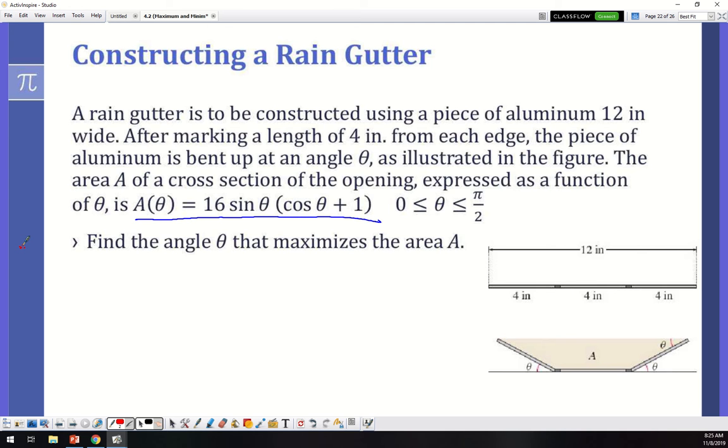So, the derivative of the inside is going to be negative sine, so negative sine theta, right? Negative sine theta times. Okay, so now let's go outside. What's the derivative of sine? Cosine, and there's a 16 in front of it, so it's going to be 16 cosine of theta.